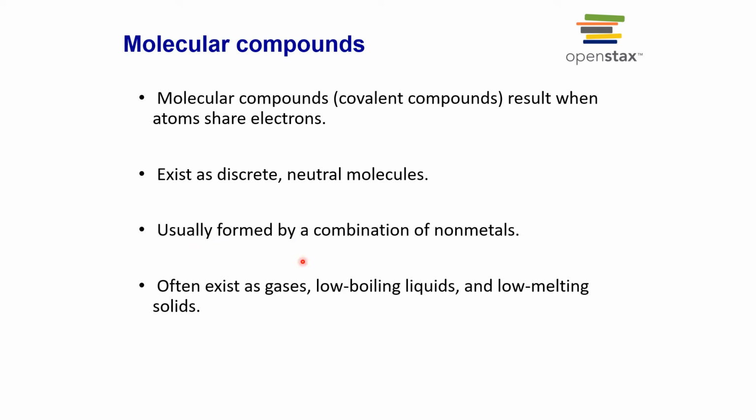But now it is usually, if you think back to that previous lecture, where they are on the table, usually a combination of non-metals. Later in the course, we'll talk about the electronegativity of those elements and how they are quite close to each other. They often exist as gases, low boiling point liquids, and low melting point solids. And I added that it also happens to be almost all of organic chemistry when you get to that course later on.